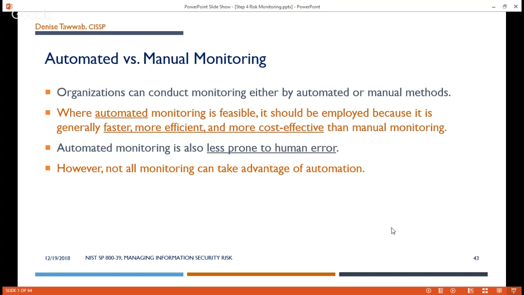Where automated monitoring is possible, it should be employed because it's generally faster, more efficient, and more cost effective than manual monitoring. Automated monitoring is also less prone to human error. However, not all monitoring can take advantage of automation. And that's going to be in your policies, in your processes, in your guidelines. Those are also security controls, and you can't set the system up to monitor many of them automatically.